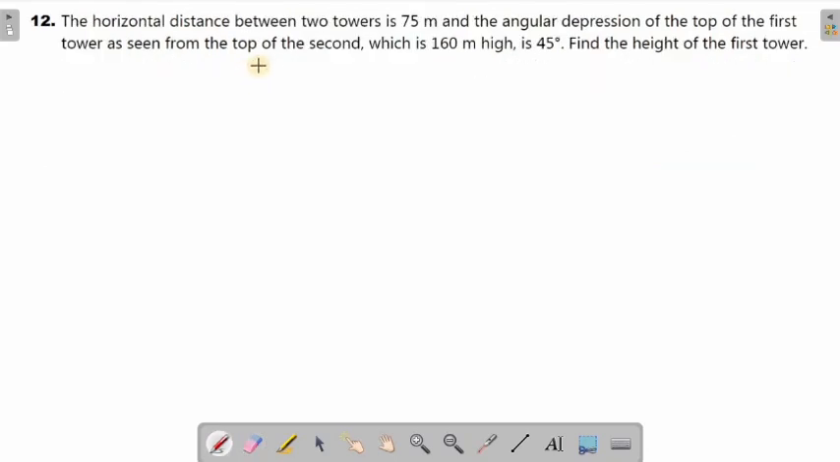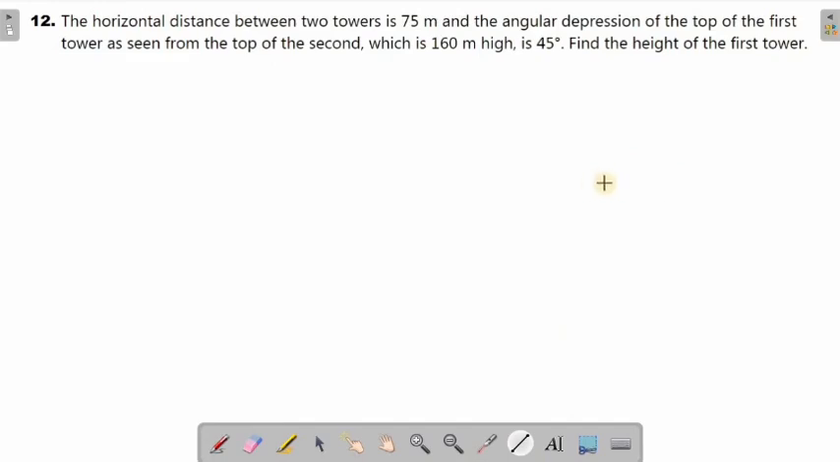Now let's look at this particular problem. The question says the horizontal distance between two towers is 75 meter and the angular depression of the top of the first tower as seen from the top of the second tower, which is 160 meter high, is 45 degree. Find the height of the first tower.